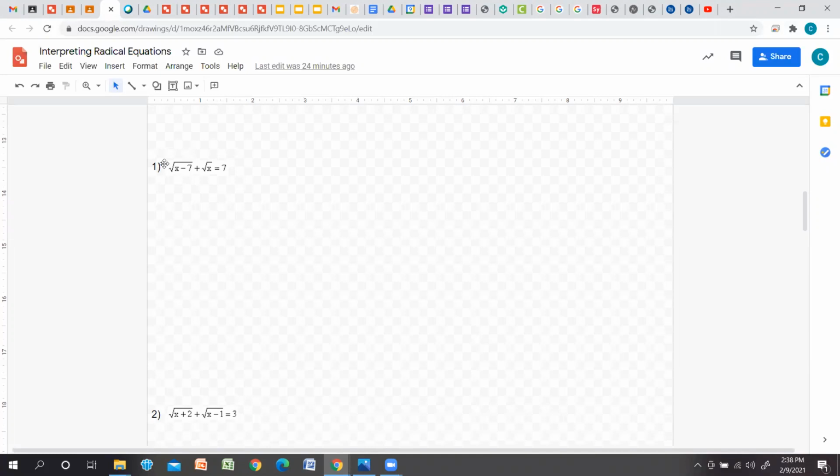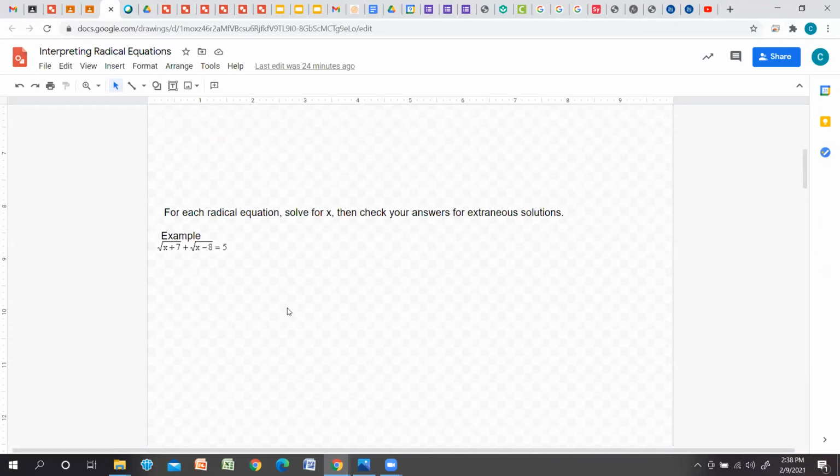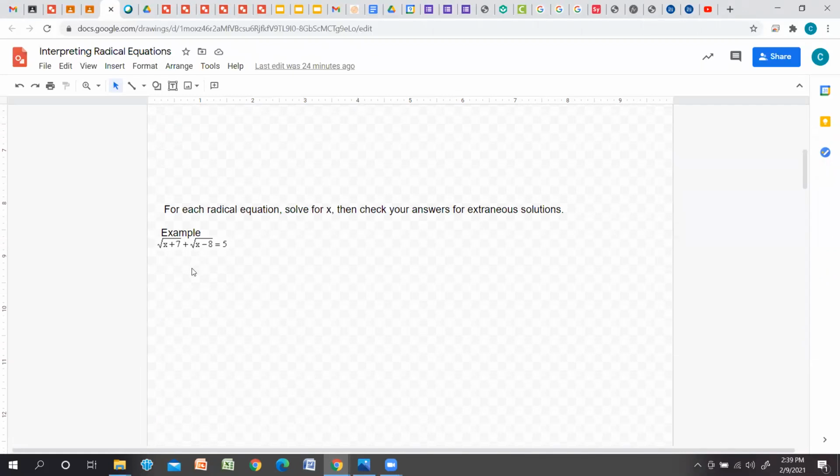The x's cancel out, so it doesn't become a quadratic actually. So that should be a little simpler. You know, if it's a messy quadratic, then it's harder to check for extraneous solutions. So this should be a little better. And I will solve one up here as an example.